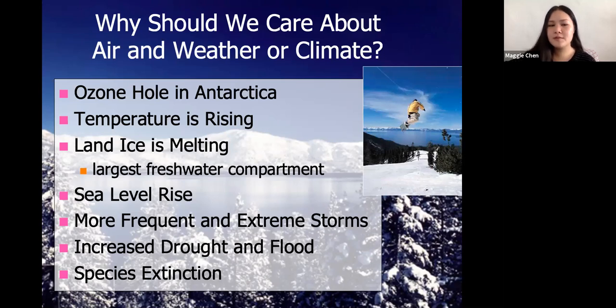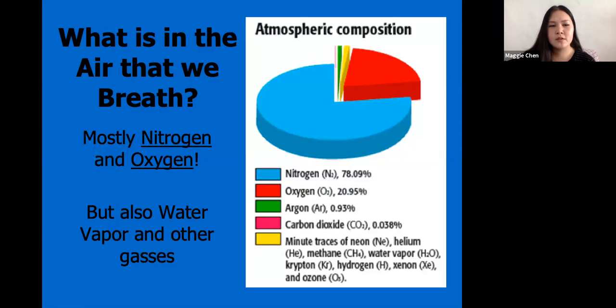So these are a few of the many reasons why we should care about air, weather, and climate. But now if we're looking specifically at air, what is in the air that we breathe? It's mostly nitrogen and oxygen. So nitrogen, there's around 78% that makes up air.